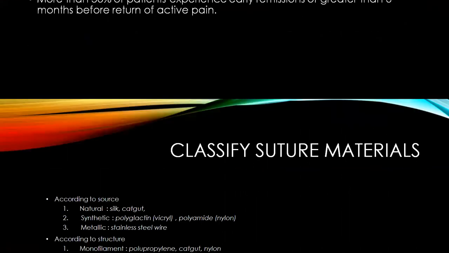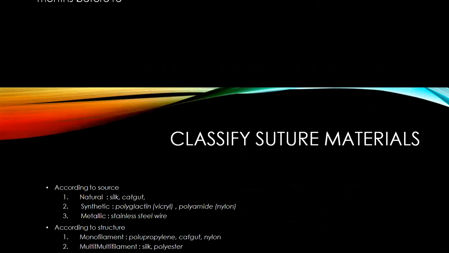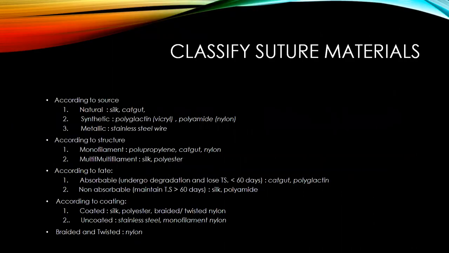So the next question is classification of suture materials. They are classified by 5. The first is according to the source. They may be natural, synthetic, or metallic. If it's natural, for example, silk or catgut. Synthetic like polyglactin, also called Vicryl, or polyamide, also called nylon. Metallic like a stainless steel wire.